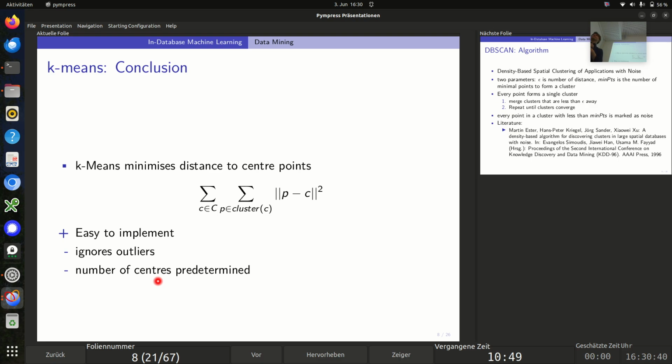No one? K nearest neighbor. Yeah, that would be one possibility.